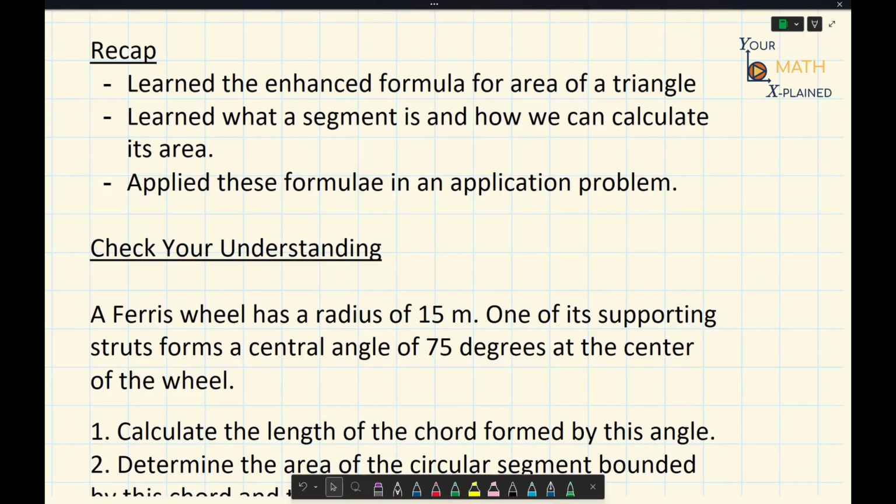So let's do a quick recap of everything that we covered in this video. We learned a different formula for the area of a triangle, where we didn't have to calculate the height of a triangle separately. It was baked into the formula. We learned what a segment is and how to calculate its area. And finally, we learned how to apply these two formulas with a real-life example.